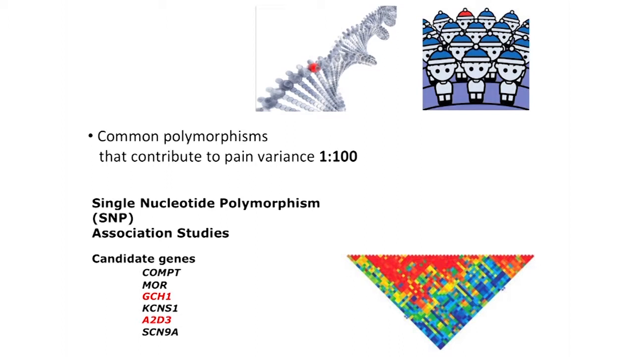There may be some polymorphisms that are very rare that have relatively large effects, but it is more likely that there are many genes which have a very small effect, and it is the combination of polymorphisms in multiple genes which determine our own individual pain sensitivity.